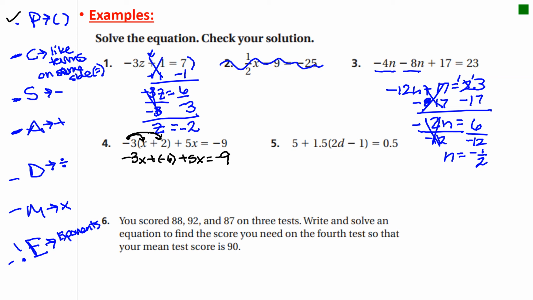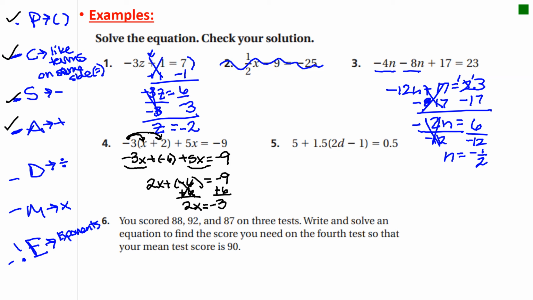Do we have any like terms to combine? Yes, we have this negative 3x and we have this 5x. Negative 3x plus 5x is 2x. So 2x plus negative 6 equals negative 9. We combined our like terms. We do have addition to undo now. So we're going to undo the addition of negative 6 and we're just going to add 6 because they're opposites. Negative 6 and positive 6 are opposites. The whole point of this is that we're undoing. Now we'll have 2x equals negative 9 plus 6 is negative 3.